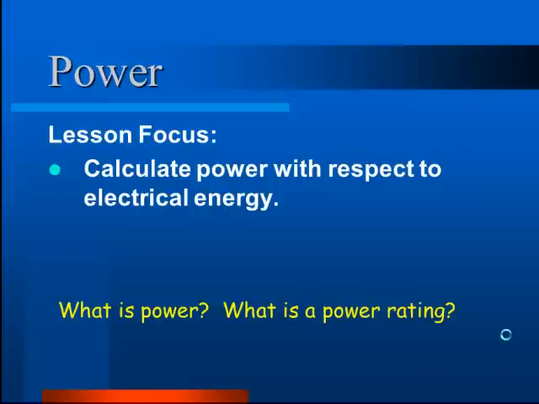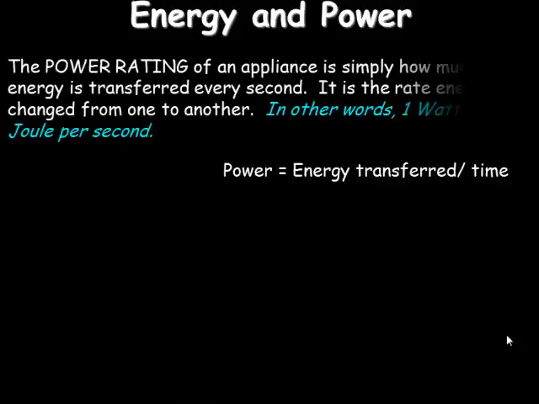So first of all, you probably should already know that power is the amount of energy transferred per unit time. Okay. Now, a power rating may be something you're less familiar with. A power rating is something which may appear on an appliance, and all it really is saying is exactly the same thing. It's telling you how much energy is transferred every second in a certain appliance, something you may find around the house. And the rate of energy is changed from one to another, so it's energy change.